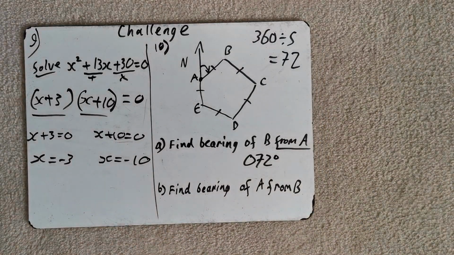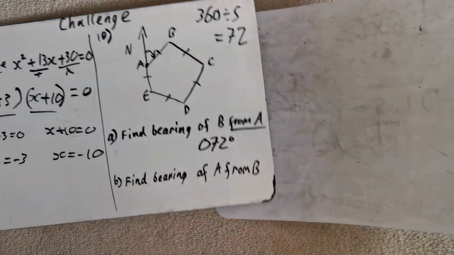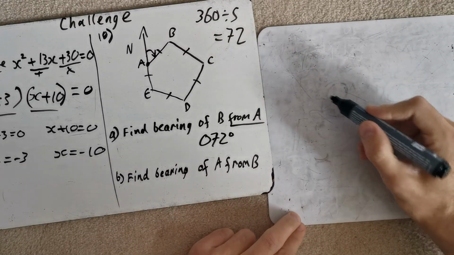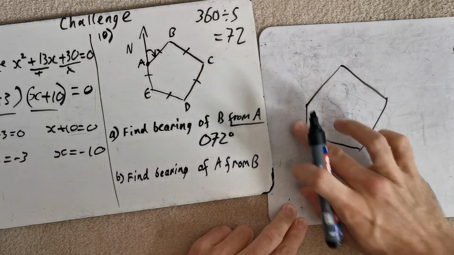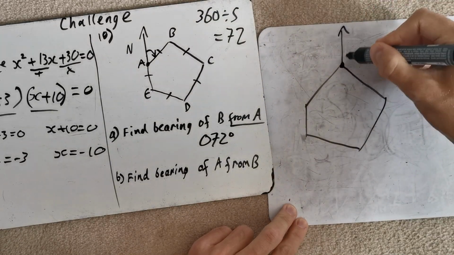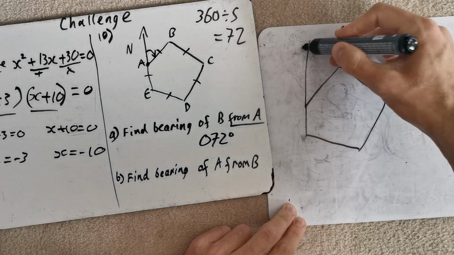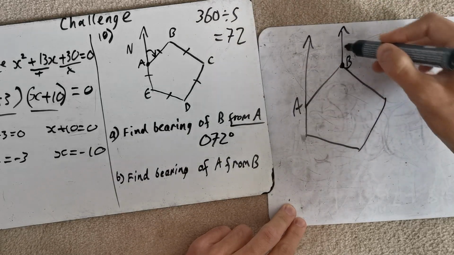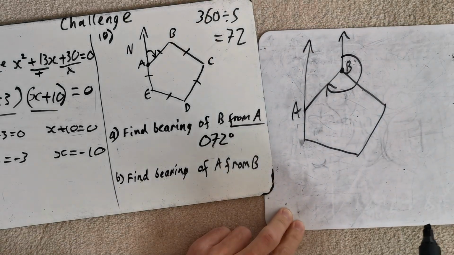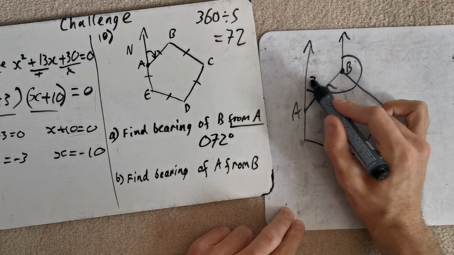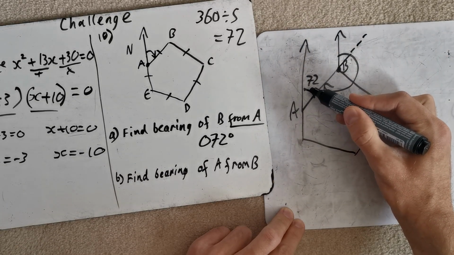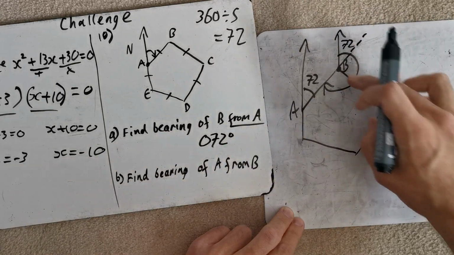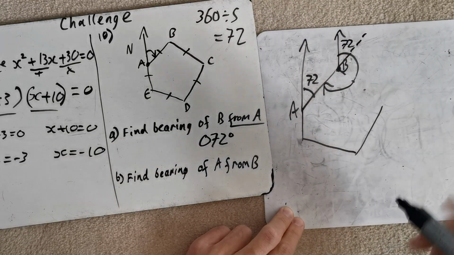Okay, now the next bit is a bit more complicated. If we're trying to find out the bearing of A from B, we're now stood on B. We're looking north and we're trying to find out what this angle here is. Okay, now we know that that is 72. Now if we carry it on, that is corresponding with that, so that's 72 as well. Okay, ignore the rest of the shape, don't need to worry about it.